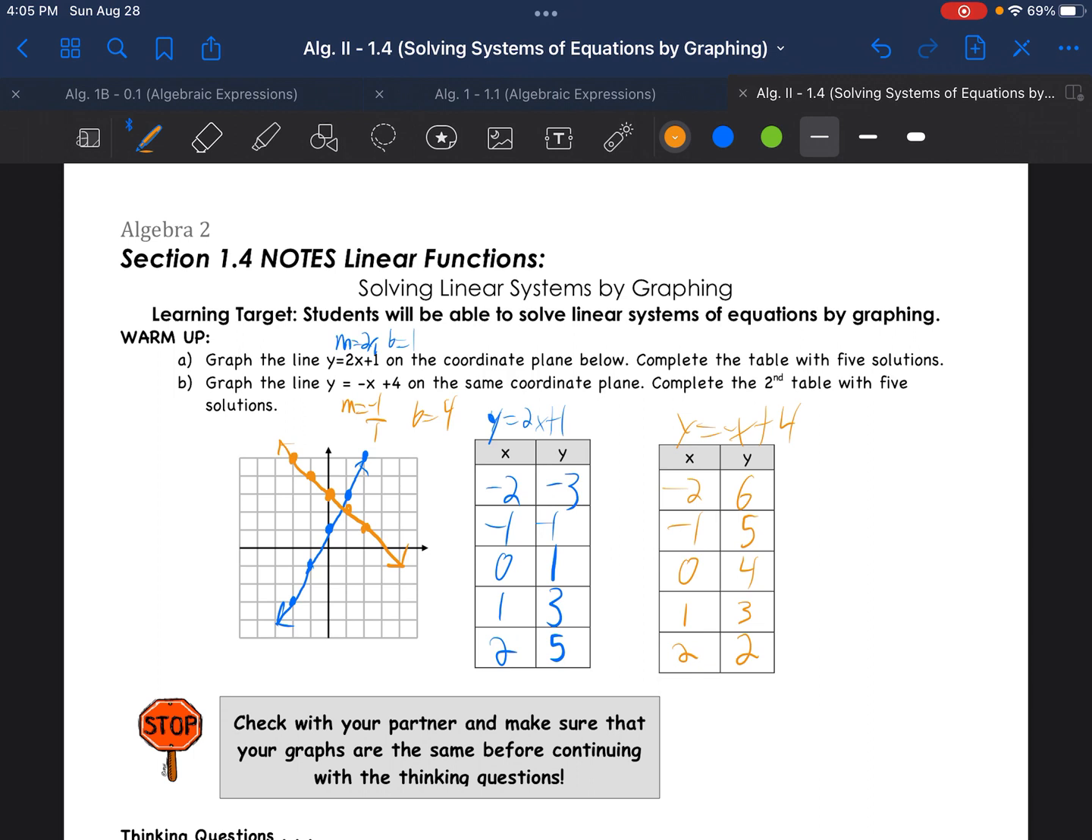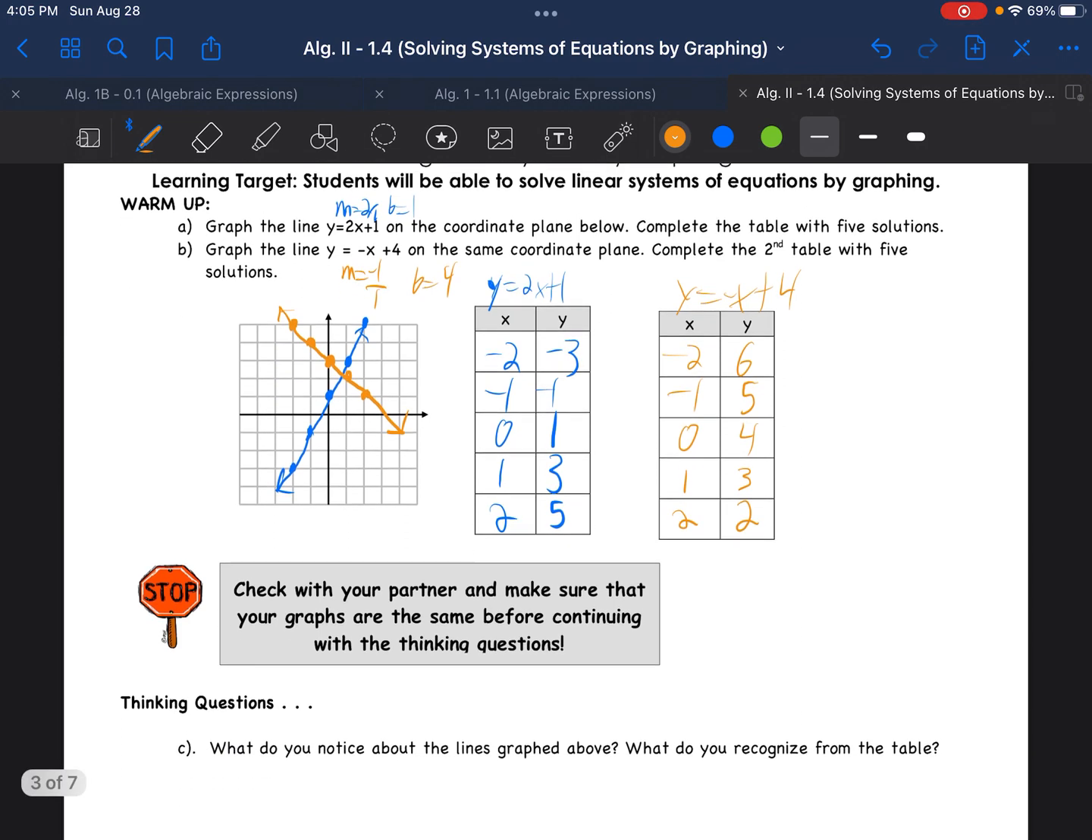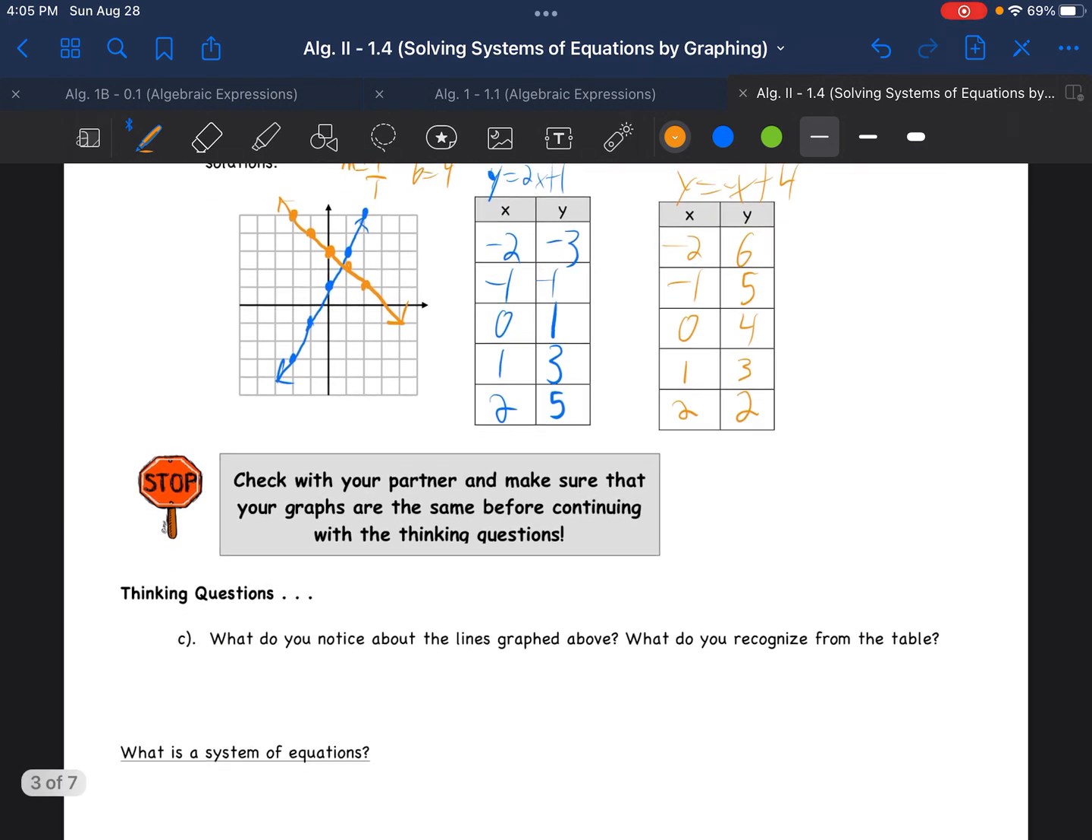Now, you might want to check with your partner, somebody just next to you, once they're at the same point, and say, hey, did you get the same kind of graph I did? Is your table about the same as mine, even if maybe we don't have the same points? Just check in with them real quick. When you're done, maybe you pause the video and you're back now, let's move on to this thinking question. What do you notice about these lines being graphed above?